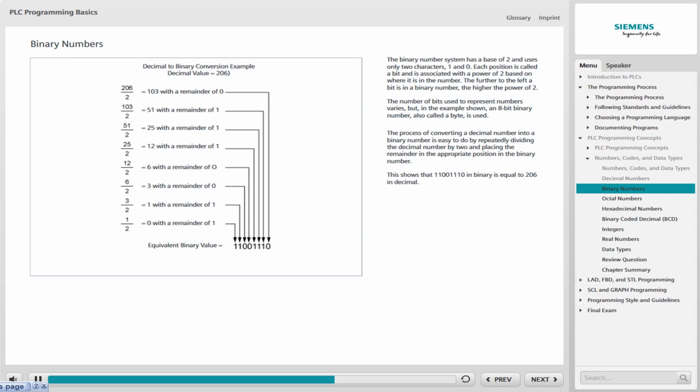The process of converting a decimal number to a binary number is easy to do by repeatedly dividing the decimal number by 2 and placing the remainder in the appropriate position in the binary number. For the example shown, the first remainder, 0, is placed in the 1's column. The next remainder, 1, is placed in the 2's column. The process continues as shown with the last remainder of 1 placed in the 128's column. This shows that 11001110 in binary is equal to 206 in decimal.